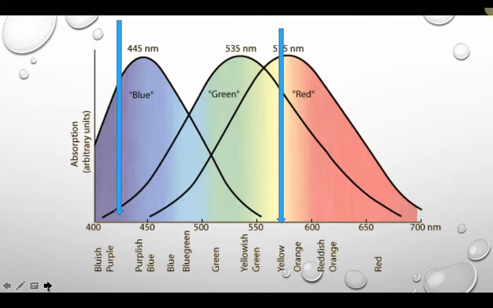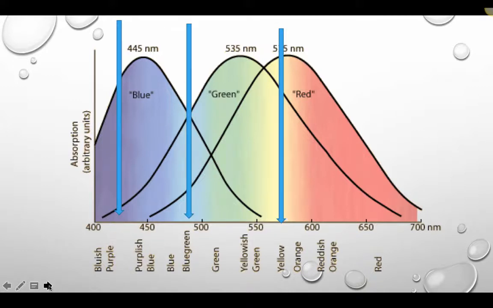Now, what if a wavelength came in and it was a very short wavelength? Let's say this wavelength was 425 nanometers. The blue cones would be firing at a very rapid rate, but also the green cones would be firing at a minimum rate. We would perceive this to be violet or purplish in color.